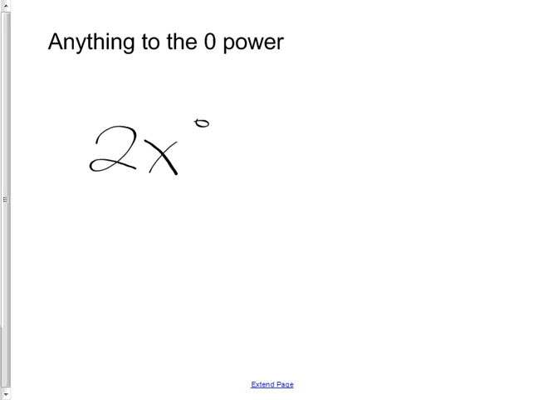Anything to the 0 power is 1, but does that make the whole thing 1? No, it just makes this part right here turn into a 1. So that's really 2 times 1. Final answer on this one? 2.